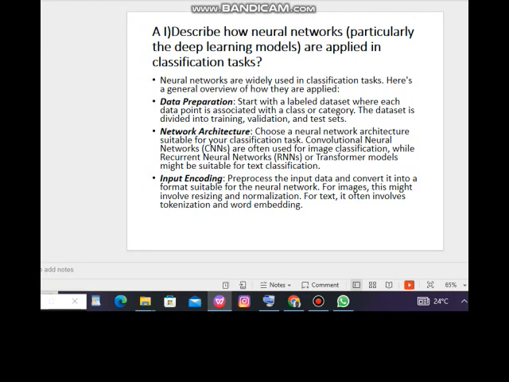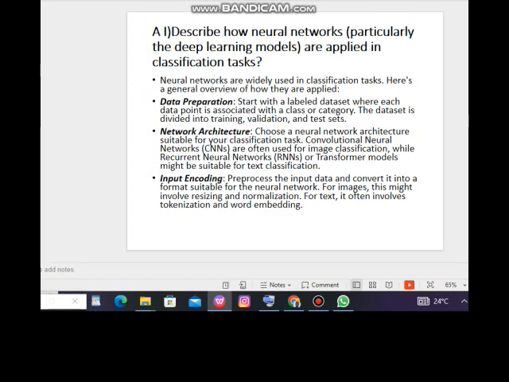Neural networks are widely used in classification tasks, and here's a general overview of how they are applied. Number one is data preparation. You have to start with a labeled data set where each data point is associated with a class or category. The data set is divided into training, validation, and test sets.